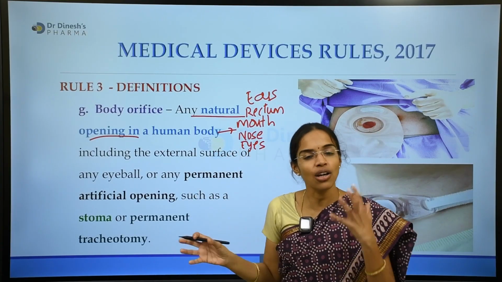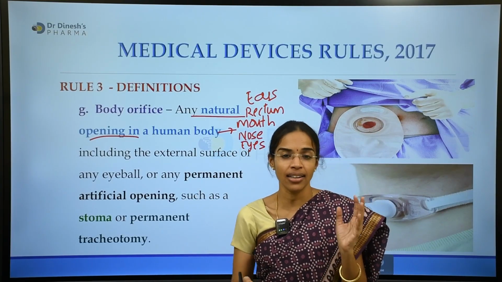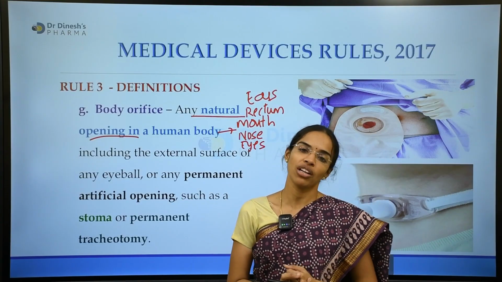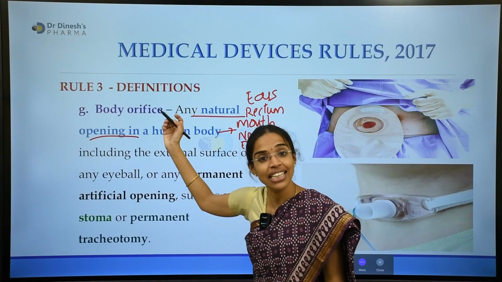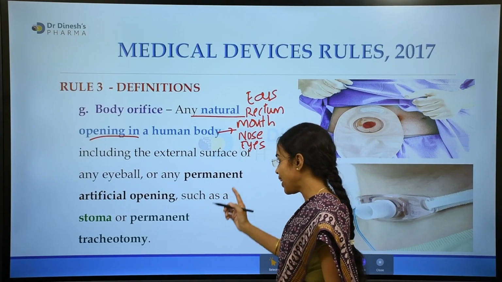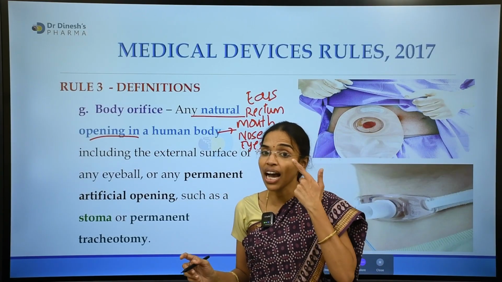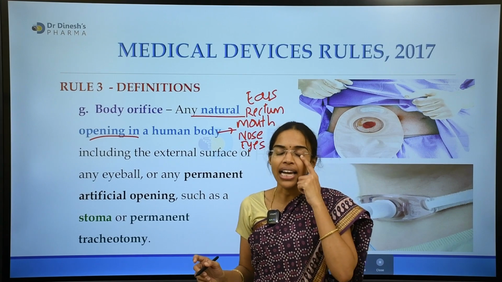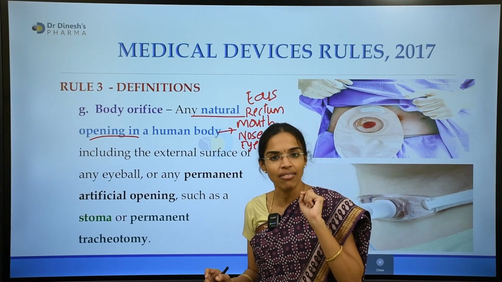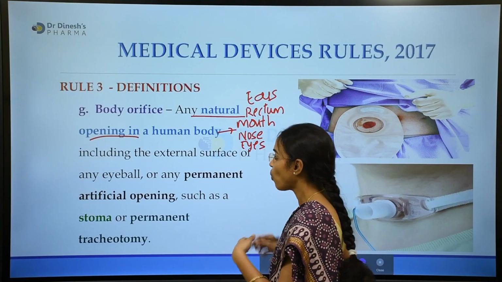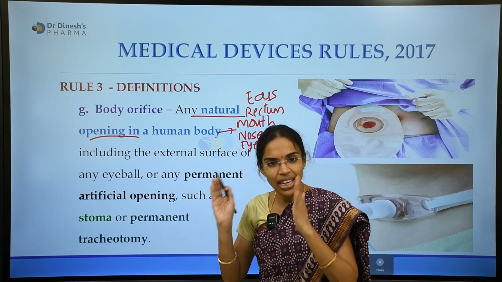So all these are the orifices. We all know there are nine natural orifices in the human body. All these are covered under body orifice. Any natural opening in the human body, including the external surface of the eyeball. This eye is also considered as a body orifice. The external surface of the eyeball is considered as a natural body orifice, or any natural orifice.